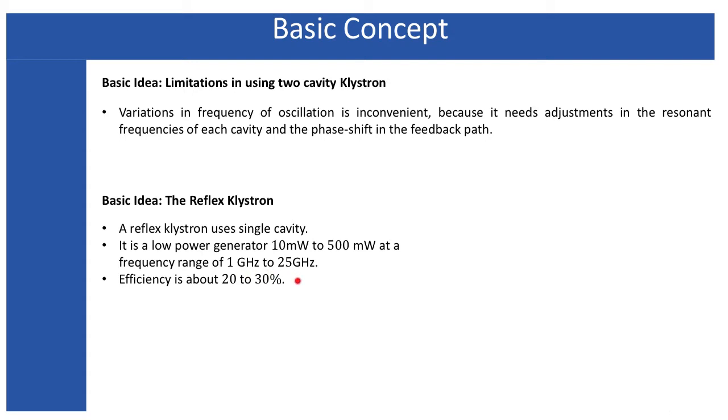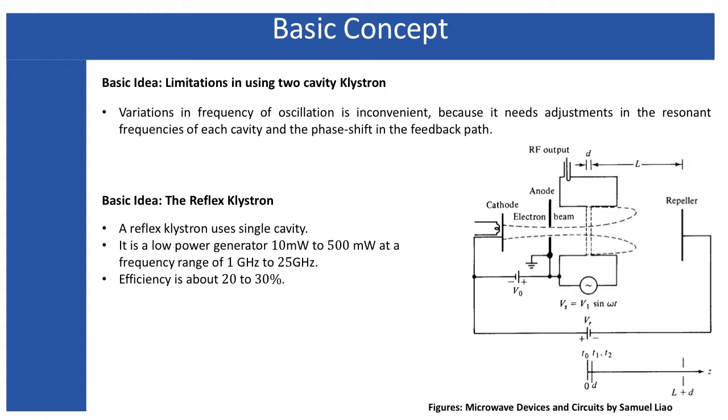The reflex klystron, on the other hand, uses a single cavity, and in the frequency range from 1 to 25 gigahertz, the reflex klystron produces power of 10 milliwatt to 500 milliwatt. It is a low power generator, although, and the efficiency is around 20 to 30%.